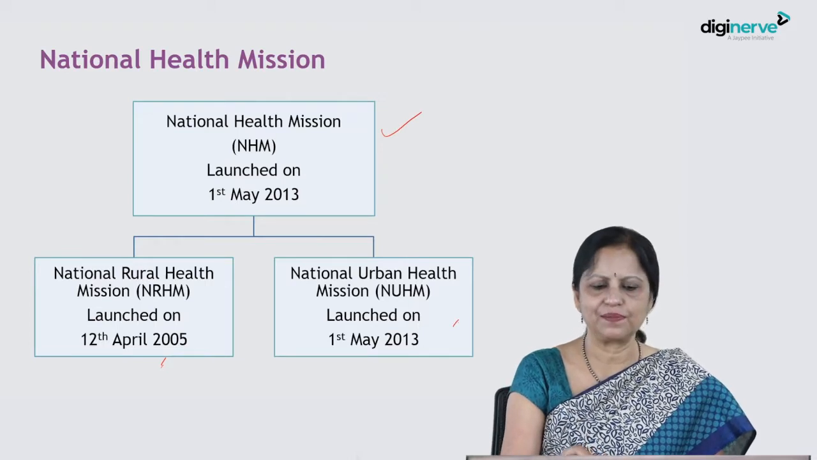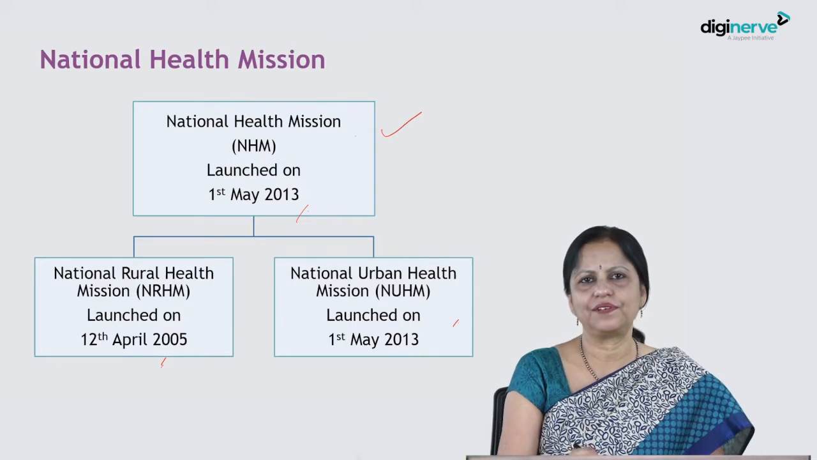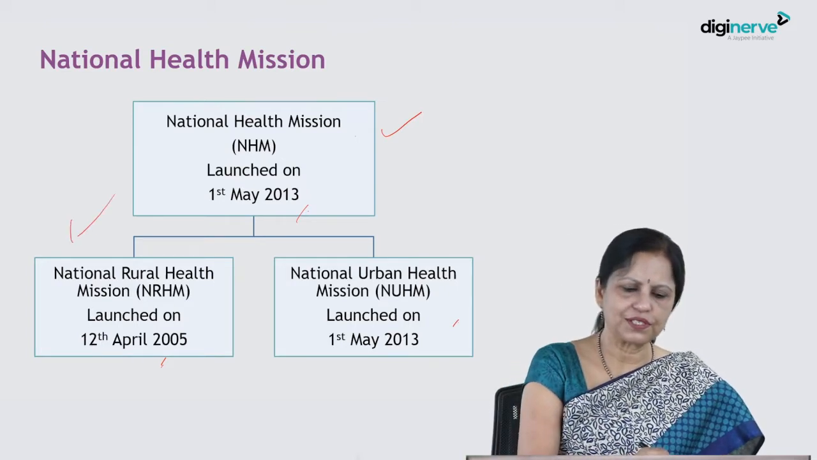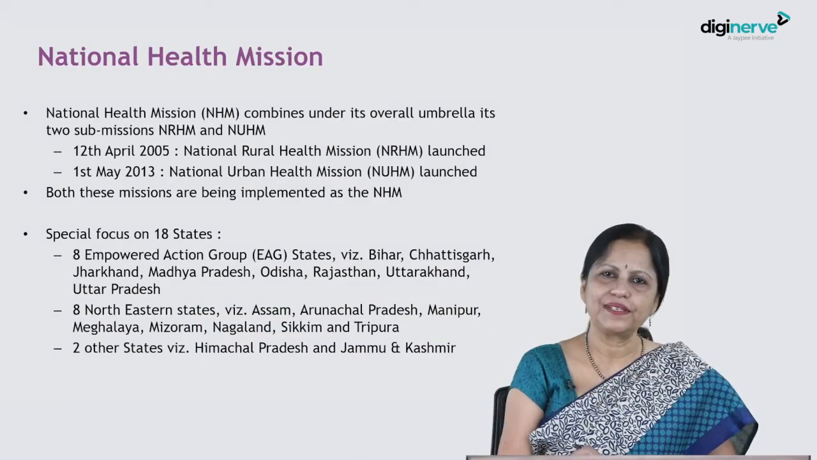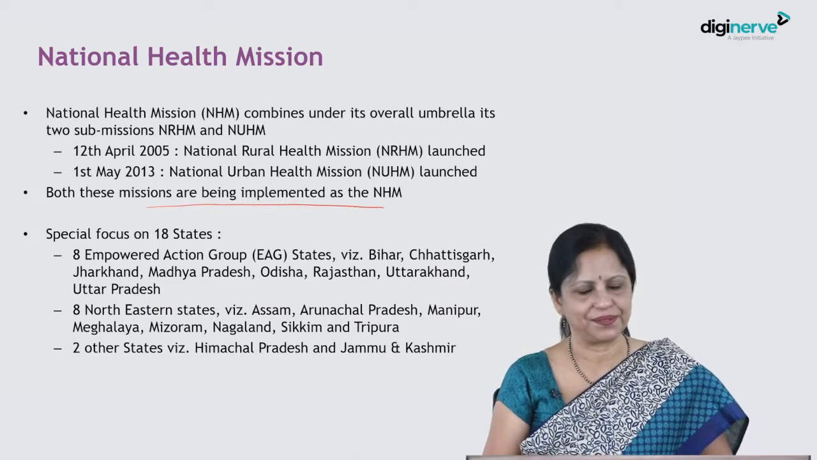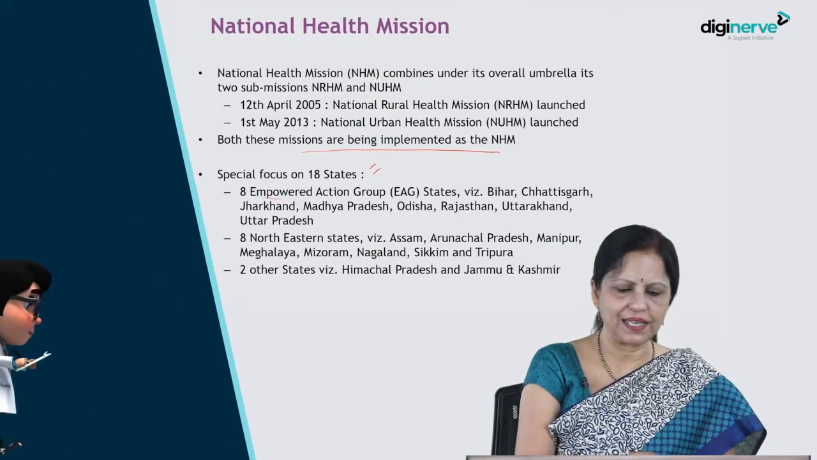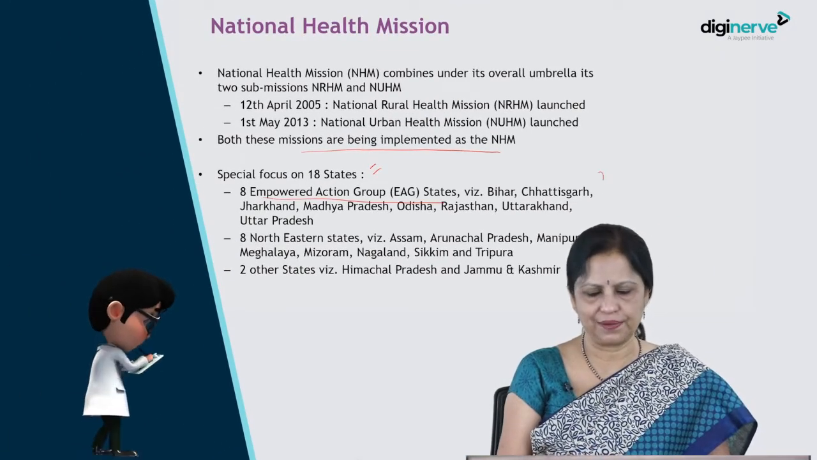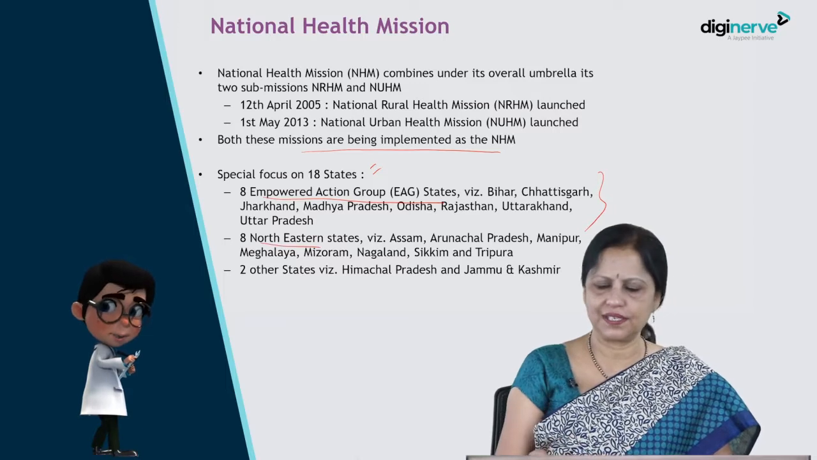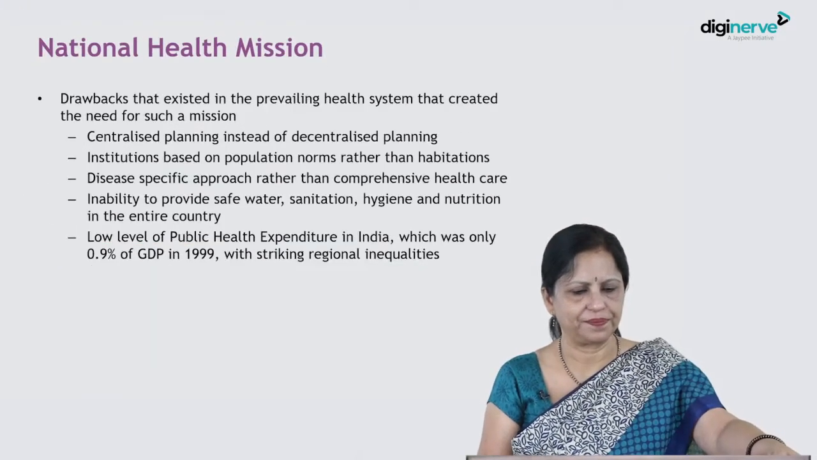So National Health Mission itself was launched on 1st May 2013 with two sub-components, National Rural Health Mission and National Urban Health Mission. Presently both these missions are being implemented as the National Health Mission. Special focus is given to 18 states, that is 8 Empowered Action Group states, 8 Northeastern states, and 2 other states, Himachal and Jammu and Kashmir.